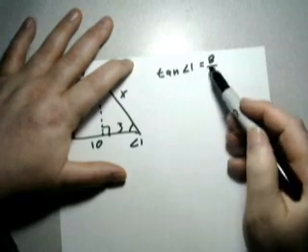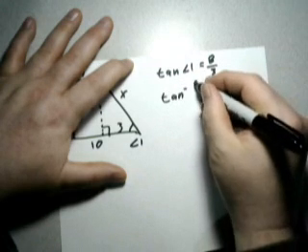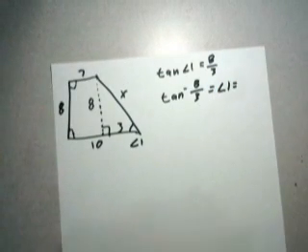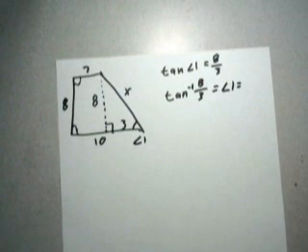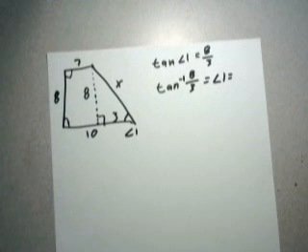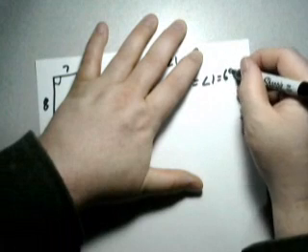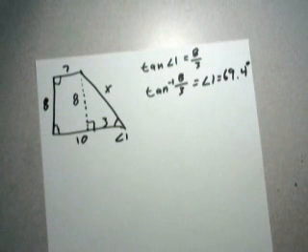So I'm looking for the angle and I have the ratio, so I'm going to say the arc tangent of 8 over 3 is equal to angle 1. Oh, I forgot the little 1 right there. So arc tangent of 8 over 3 is 69.4. So that angle is 69.4 degrees.